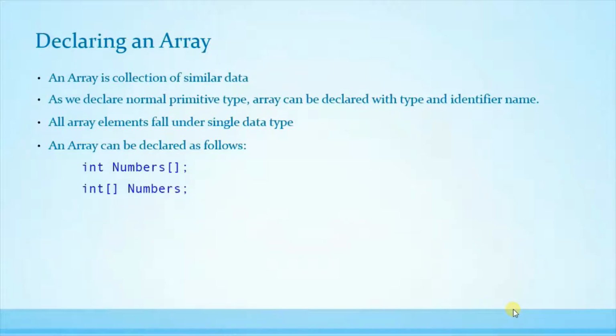There are two alternatives. We can keep it after the data type, which is shown here in the second statement, or we can even place it after the identifier name. So the above syntax shows two ways of declaring an array. In the above statement, the data type is integer, and the identifier name is numbers. So when we call the array, it is a numbers array, and the data type is integer.